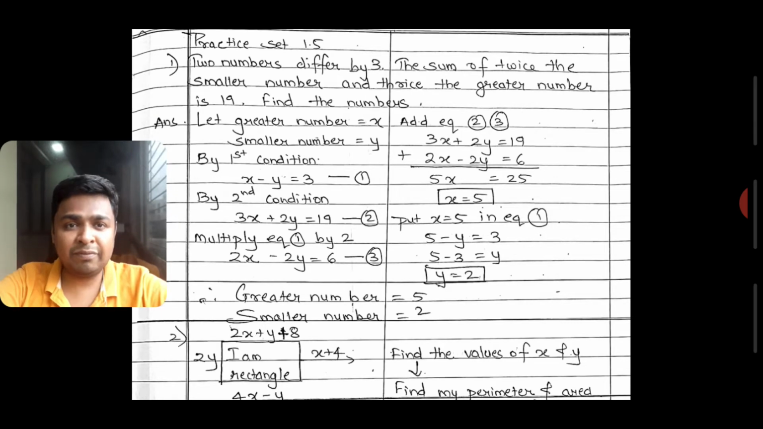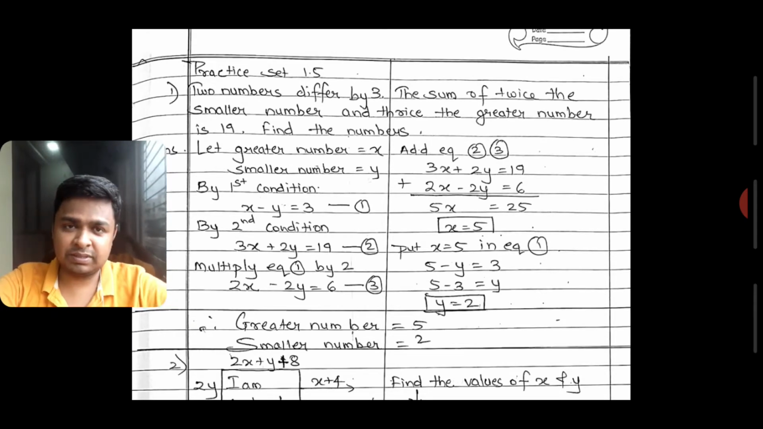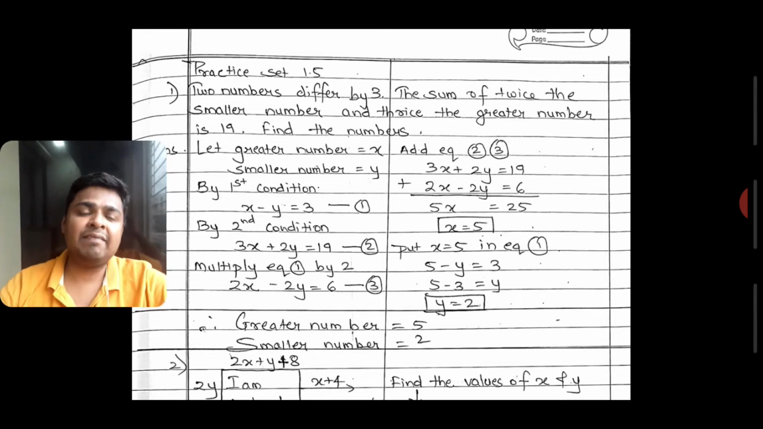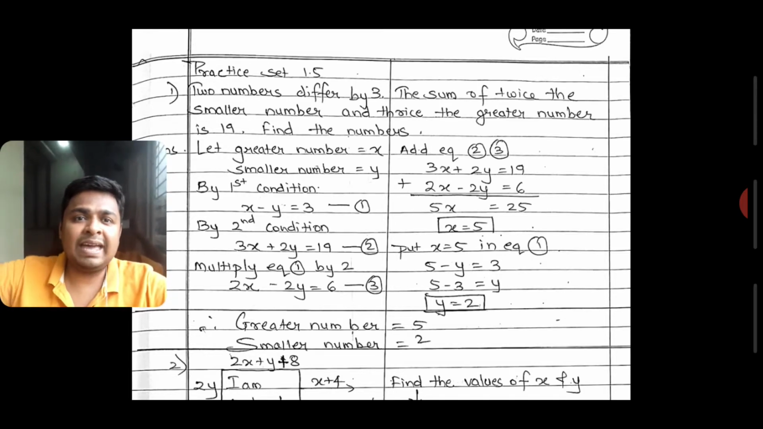So multiply the first equation by 2, you will get a new equation, 2x minus 2y is equal to 6. And then we add the two equations. 2y will get cancelled and we will be left with 5x is equal to 25. So x is equal to 5. 25 upon 5 is 5.